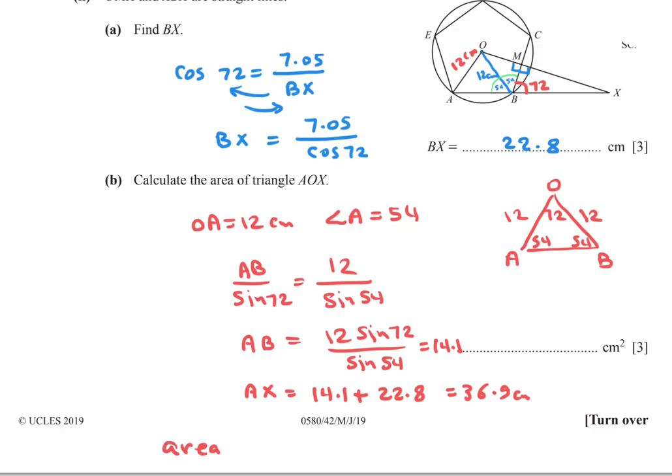So the area of triangle OAX equals half times 12 times 36.9 times sine 54, which equals 179 centimeters squared to 3 significant figures.